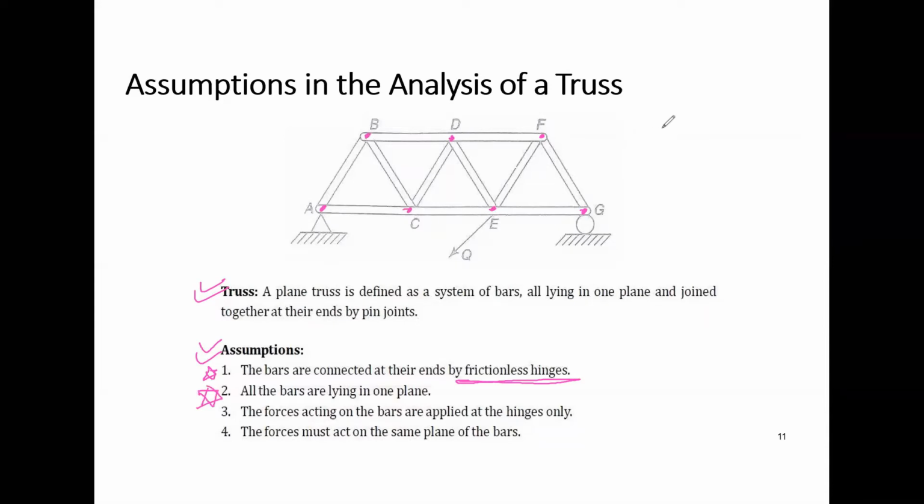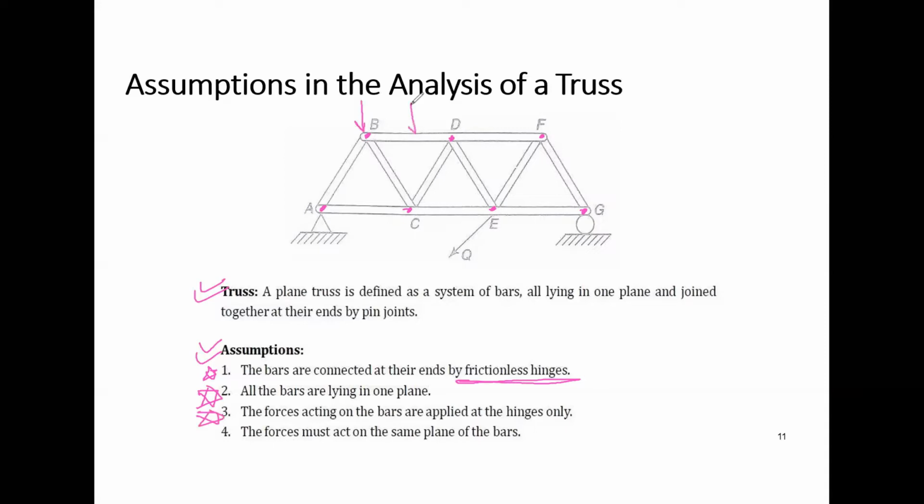So if you want to analyze a three-dimensional truss, then you cannot use method of joint or method of section. These two methods are valid for, or in our course we will analyze only planar truss. Then the forces acting on the bars are applied at the hinges only. That means the forces, suppose we are applying a force here, that is acceptable.